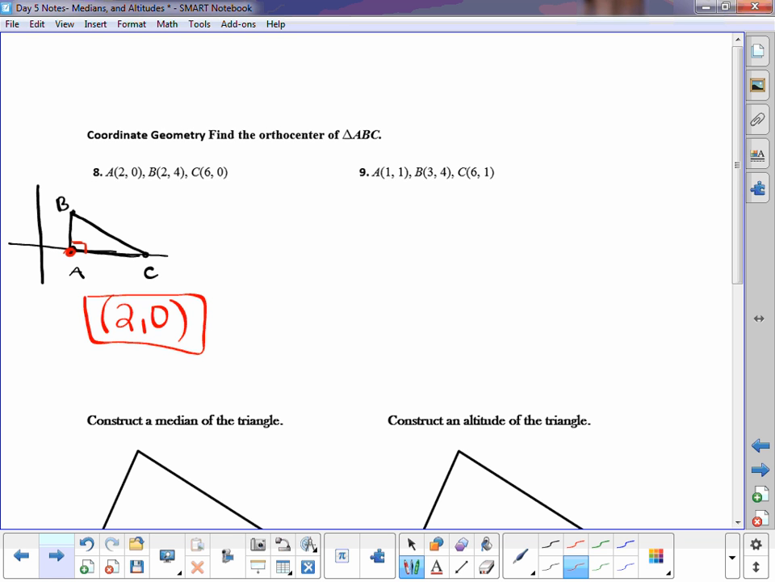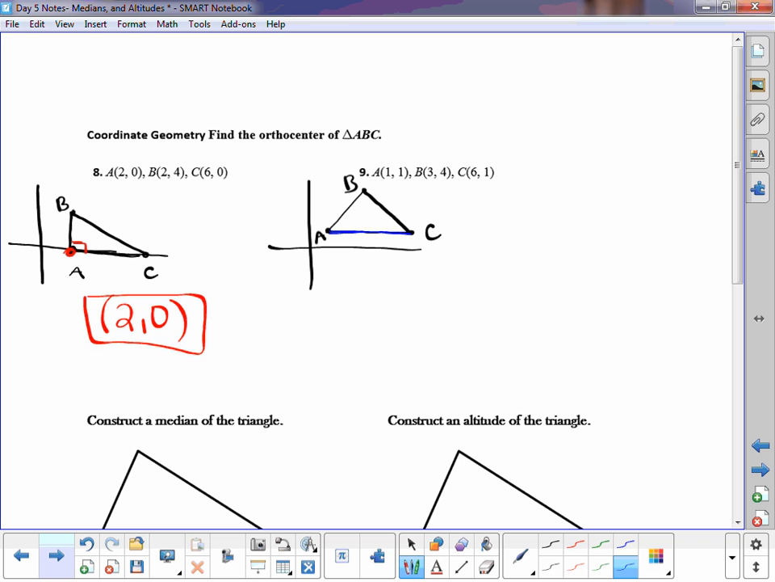Hopefully we have to do a little bit more work than that. Alright, again, let's just do a rough sketch. So A is at the point (1, 1). B is at the point (3, 4). And C is at the point (6, 1). Do we have any nice lines in this one? Good, AC. So we have one nice side here. It's a horizontal side. Okay, so we'll just keep that in mind. Now, that may or may not help us out, but that's okay. We'll see. So it says find the orthocenter.